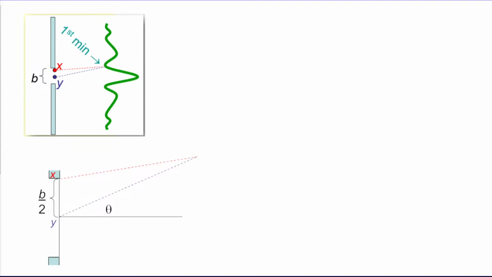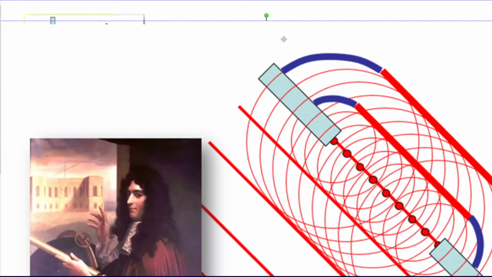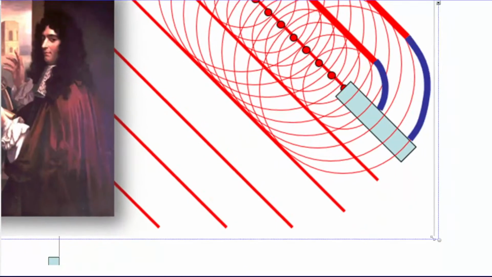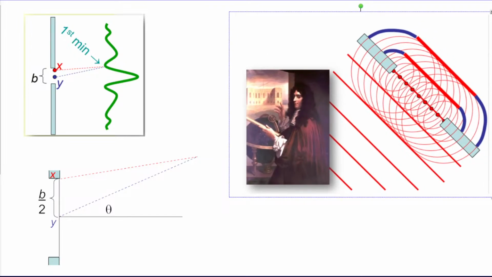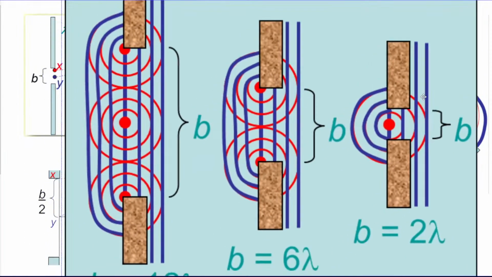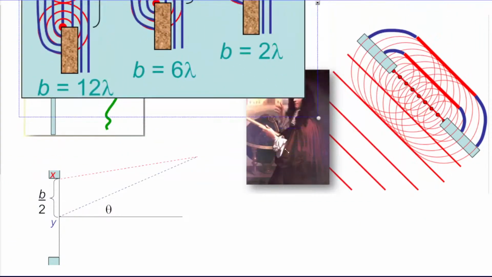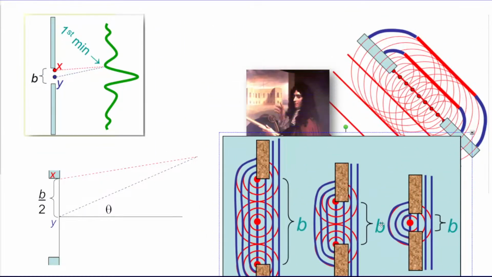I'm going to send this image over. This is Christiaan Huygens. If you treat each point on a wavefront as a source, then you can explain why the wave diffracts. What the wave does will correspond to something like this, which is that each point along the wavefront acts as a point source.